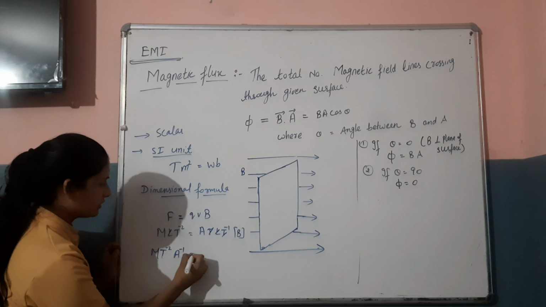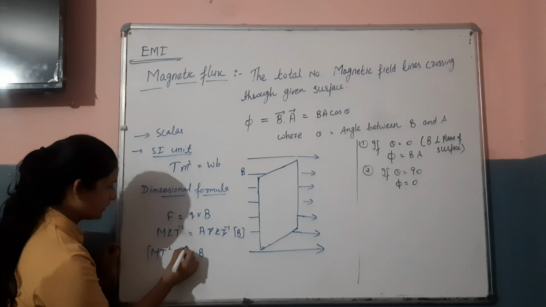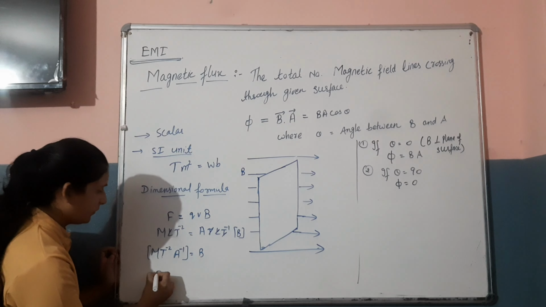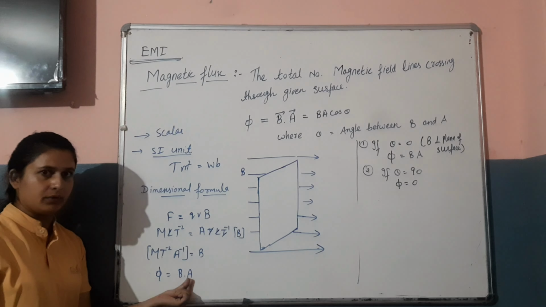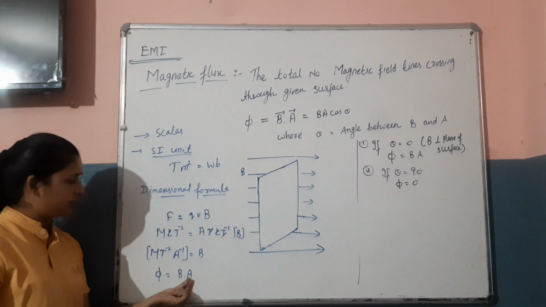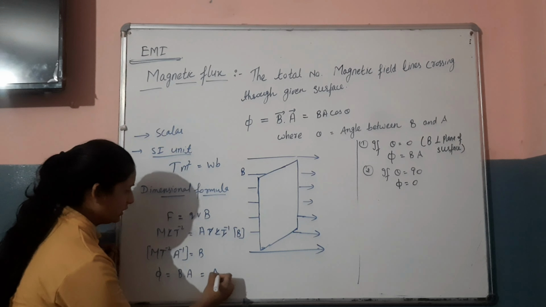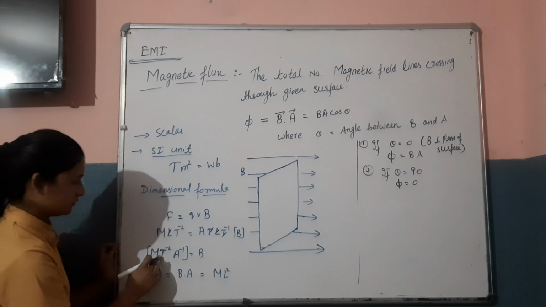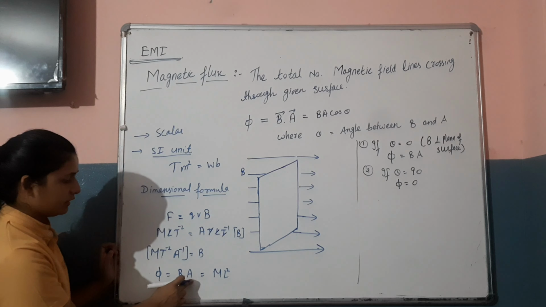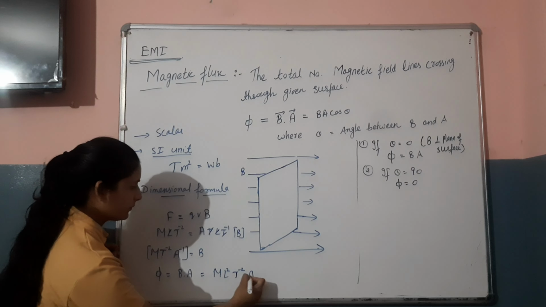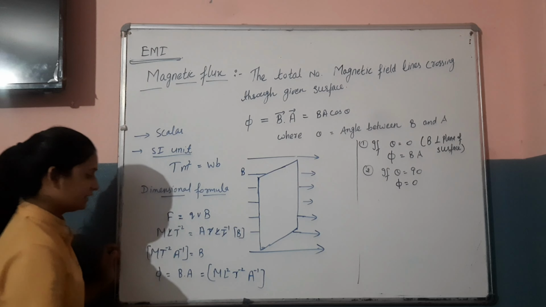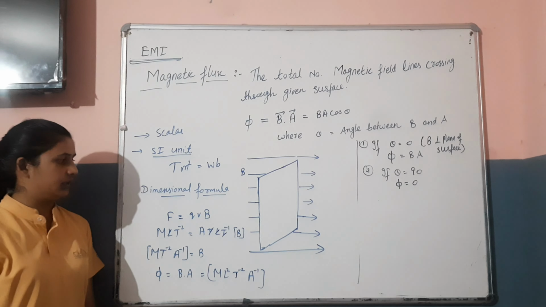This is the dimensional formula of magnetic field, and for phi we have to multiply it with the dimensional formula of area, L square. So it becomes ML2, right? Dimensional formula of area L square and T minus 2 A inverse. This is the dimensional formula of magnetic flux.